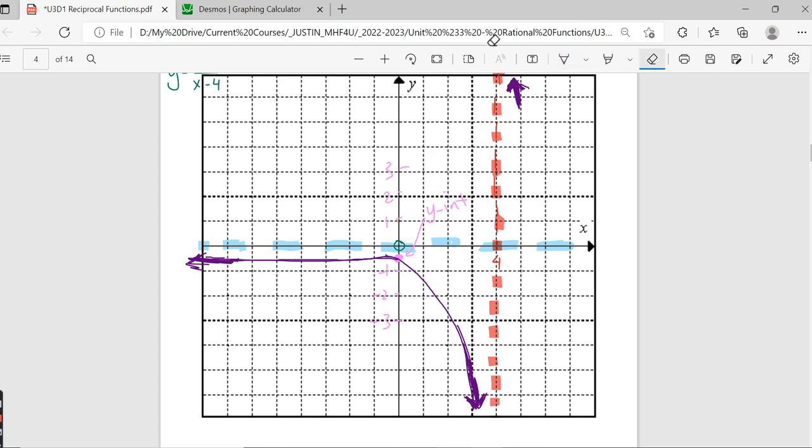This is actually a really bad drawing. I over-exaggerated the arrows just to show you what the end behavior is, but I want to make this a little bit smoother. There we go. It should approach my horizontal asymptote but not touch it. And this should also be a little bit smoother. So I'm just going to correct this right here. And we're done. That is your first reciprocal function.